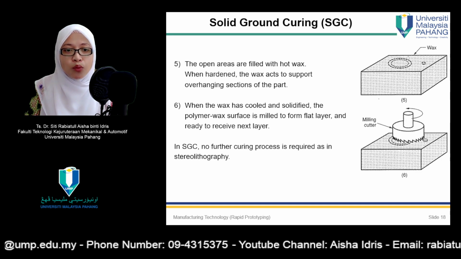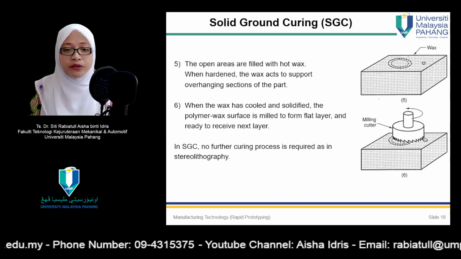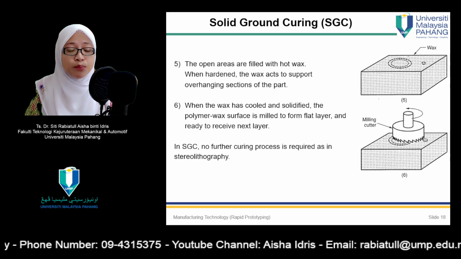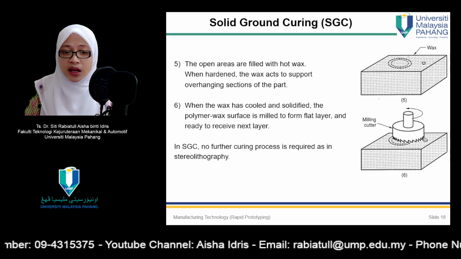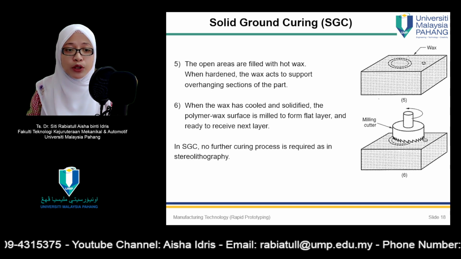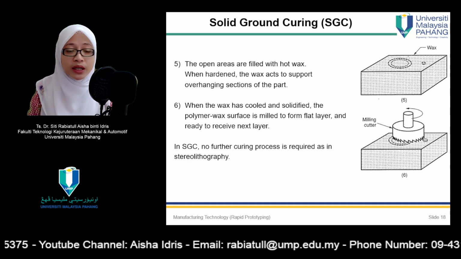And number six, when the wax has cooled and solidified, the polymer wax surface is milled to form a flat layer of a specified thickness, ready to receive the next application of liquid photopolymer in step two.